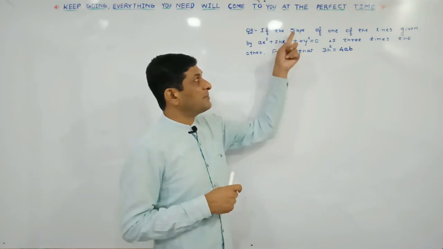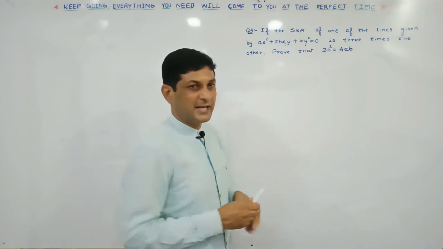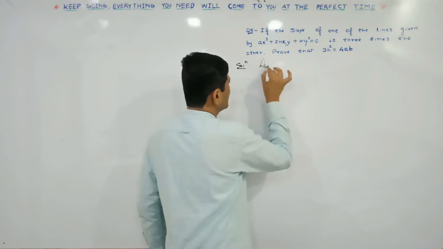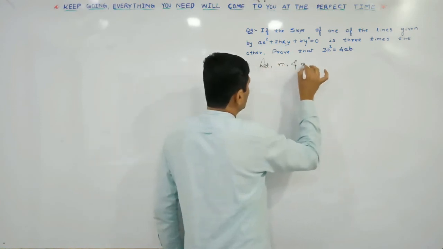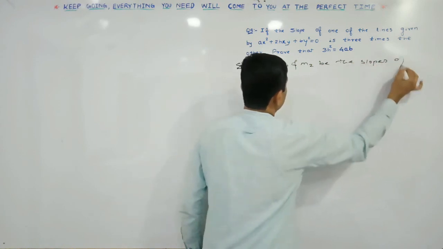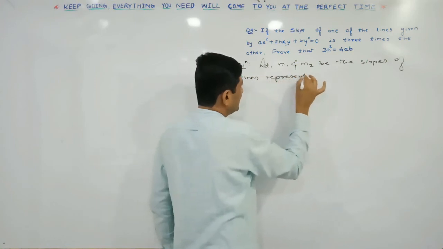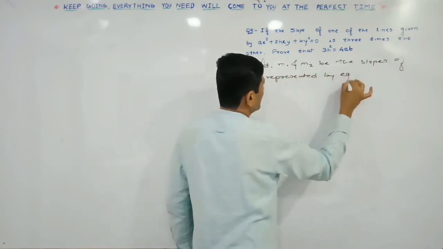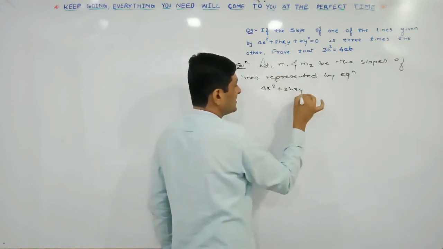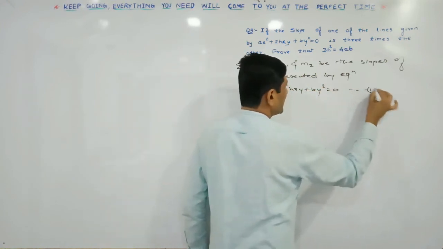Since the conditions in the example are related with what? Slope. So let us denote the slope of the first line by m1 and the slope of the second line by m2. So let m1 and m2 be the slopes of lines represented by the equation. What is the given homogeneous equation here? ax square plus 2hxy plus by square is equal to 0. Let us denote this equation by equation number 1.